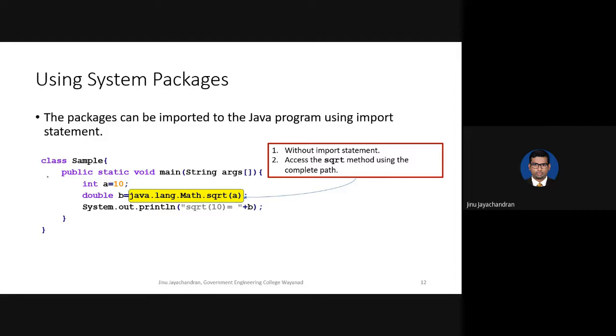So instead, let's say you are not doing any import here. Still, you can use that sqrt by mentioning the complete path when you are accessing sqrt. So you say java.lang.Math.sqrt. If you look at the previous program, we haven't used any java.lang.Math inside the program. Instead, we had imported that.